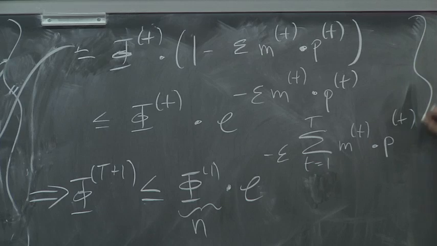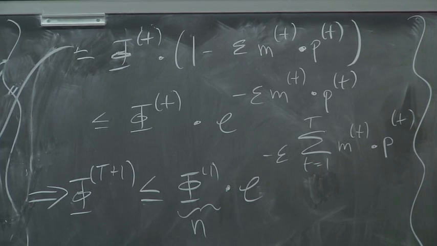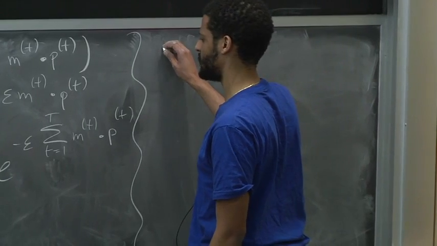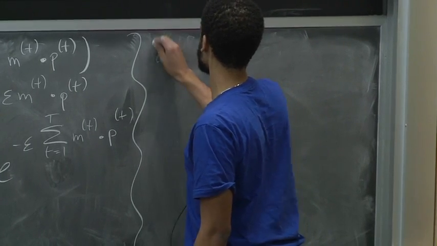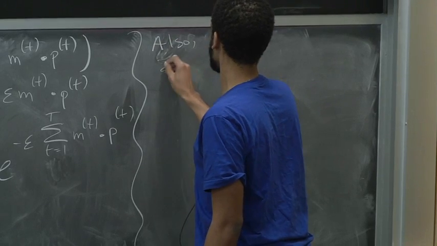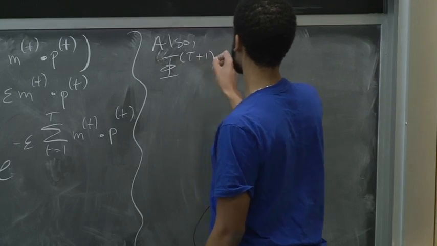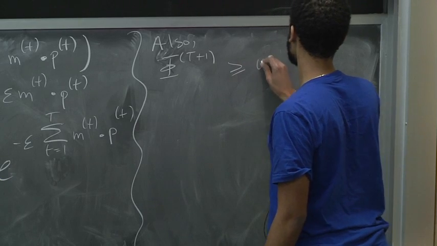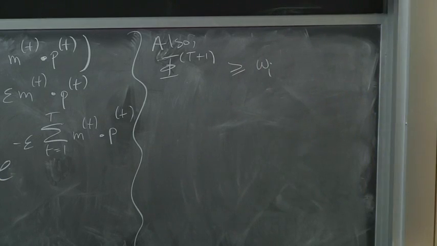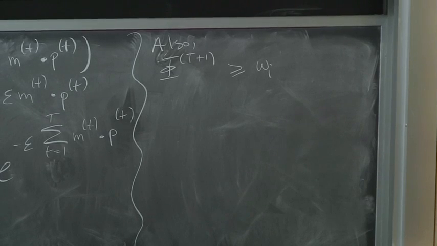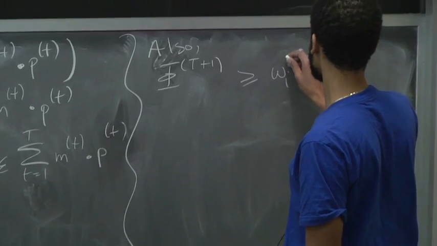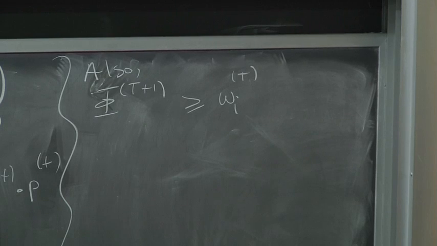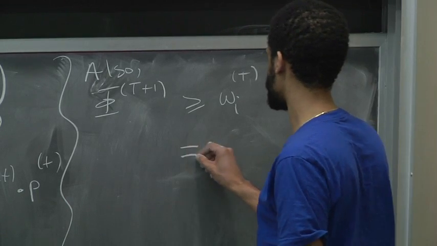And then now again we do the other side. We're going to say also phi of t plus 1 is at least wi of t plus 1, right? Which is equal to, what's wi of t plus 1?